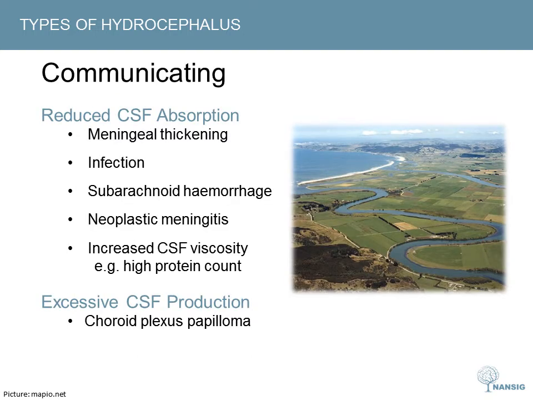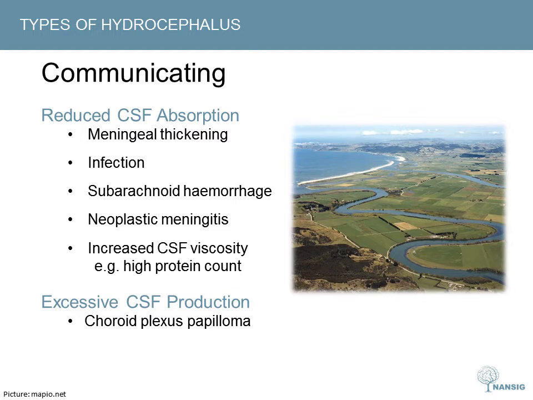In contrast, communicating hydrocephalus is caused by either reduced CSF absorption or excessive production. CSF is reabsorbed by the arachnoid granulations, and this can be affected by meningeal thickening, infection, subarachnoid hemorrhage, neoplastic meningitis, or increased CSF viscosity. Similarly, anything that affects the choroid plexus can affect the production of CSF, such as a choroid plexus papilloma.